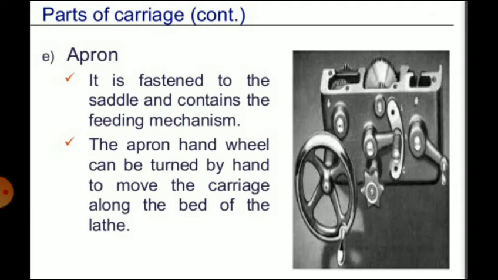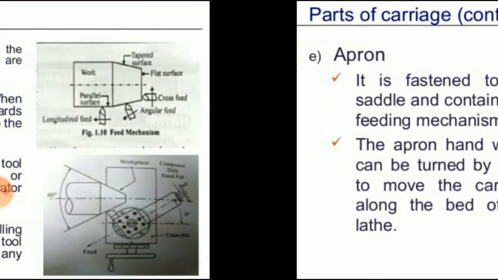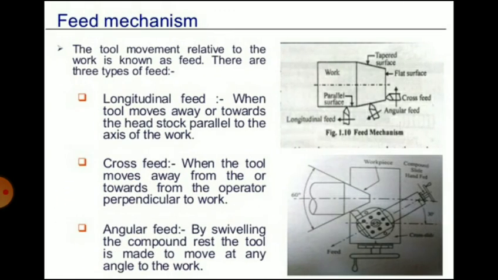The apron handwheel can be turned by hand to move the carriage along the bed of the lathe. Then the feed mechanism. The tool movement relative to the work is known as feed. There are three types of feed.